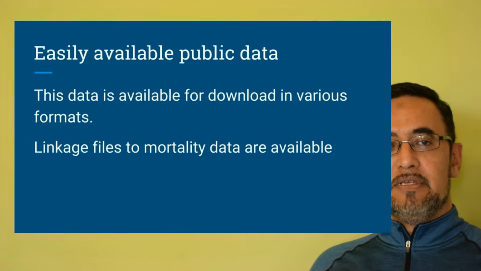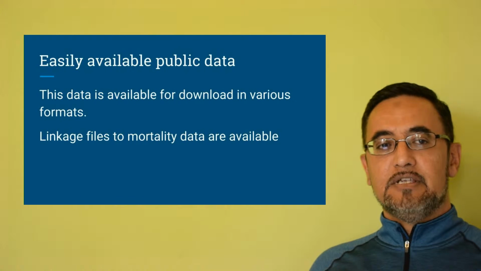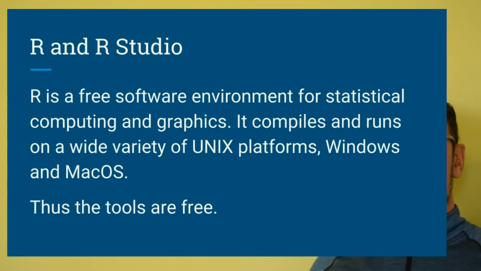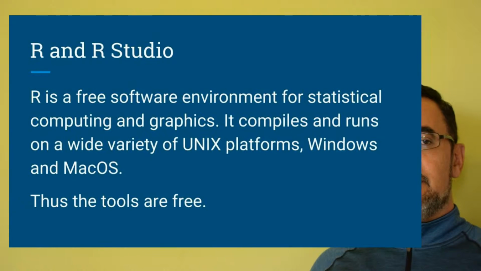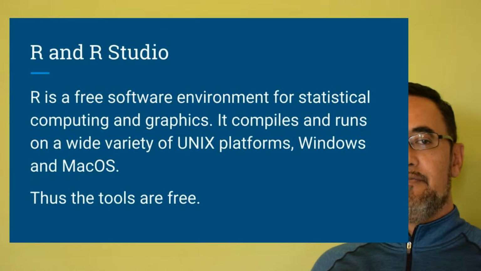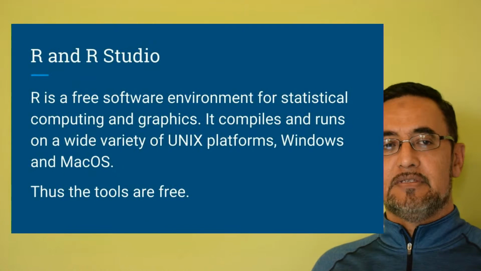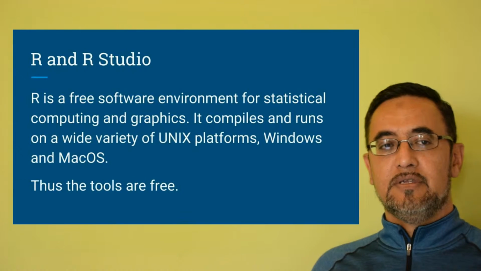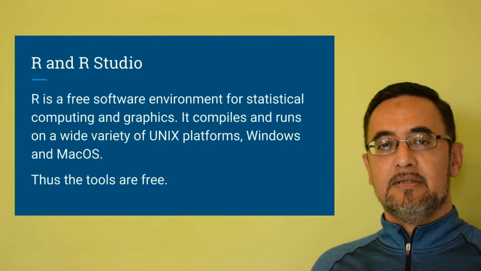This data is easily available for download in various formats. In addition, linkage files to mortality data are available. The software used for the analysis is R and RStudio. Quoting from R's website, R is a free software environment for statistical computing and graphics. It compiles and runs on a wide variety of Unix platforms, Windows, and Mac OS. The tools we use for analysis are free. The data is free.